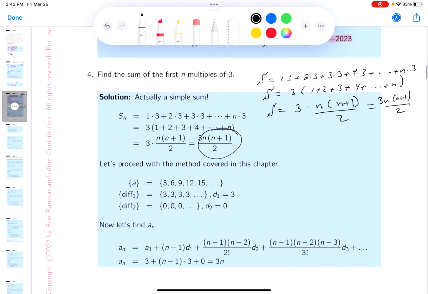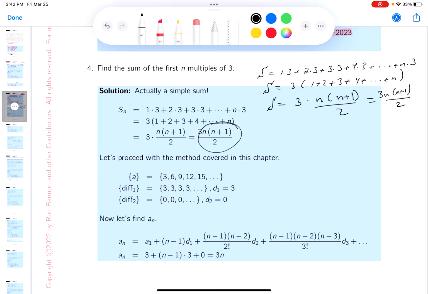Now, they didn't want us to do that. They wanted us to write down the sequence. Let's go through that. So what do I see? The sequence would be 3, and then 2 times 3 was 6, 3 times 3 is 9, 4 times 3 is 12, 5 times 3 is 15, and so on. And what are the differences going to be? 6 minus 3 is 3. By the way, A1 is 3. 9 minus 6 is 3. No surprise there. 12 minus 9 is 3. You get the idea. D1 is 3. Then what are the differences here? 0, 0, 0, and everything that follows is going to be 0.